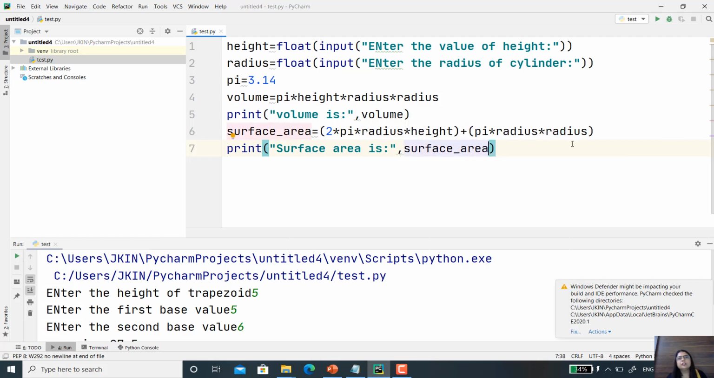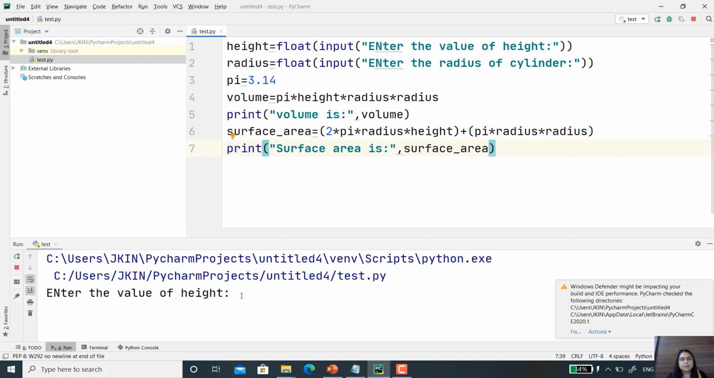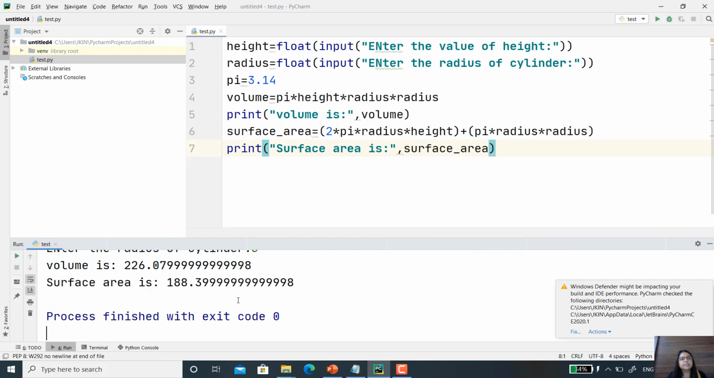So here if you note, we have used different arithmetic operations, that is multiplication, addition, like that. Now let's run this code. Here first of all we have to enter the value of height. Any value, suppose I am entering 2. Then the value of radius, for example, is 6. Then see, the volume is 226.0799 and the surface area is 188.3998.